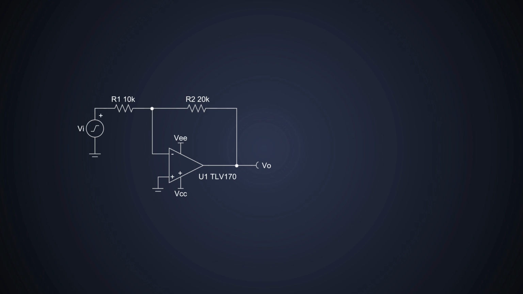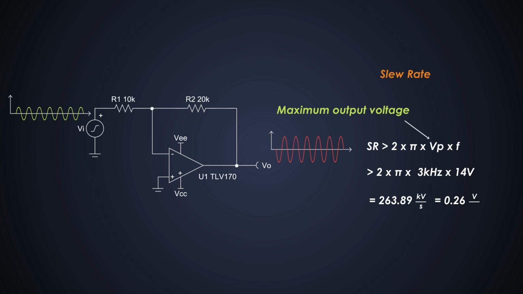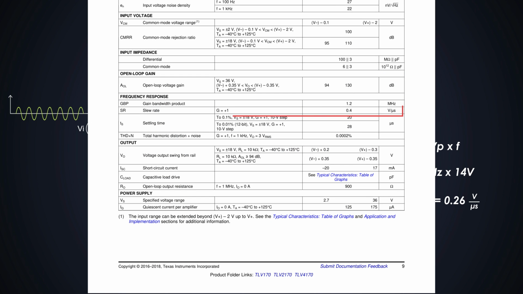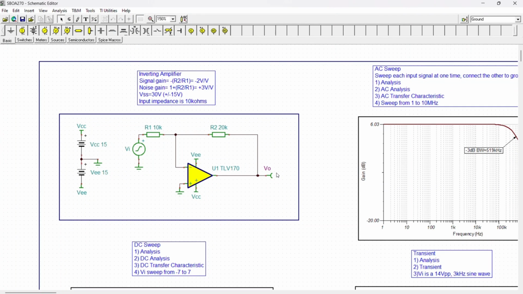Last but not least, we need to calculate the maximum slew rate required for this application. It's like checking if our amplifier can keep up with the pace, which can be calculated by this formula, where Vp is the maximum output voltage. So, this will be 0.26 volt per microseconds. Luckily for us, this op-amp has a slew rate of 0.4 volts per microseconds, which is more than enough for our needs. Now, we'll see the simulation of the circuit.